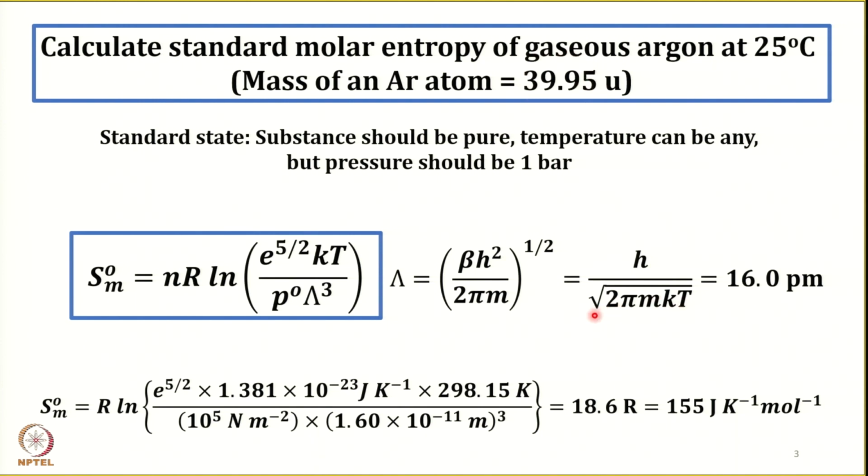Substitute here, and remember, as I have already discussed, we are talking about one atom when you put m here. So you will use the number 39.95, convert it into kilograms by multiplying by 10 raised to the power minus 3, and then divide by the Avogadro constant. As we discussed earlier, here you have to put the mass of one particle. After substituting all the constants and other values, you will get a thermal wavelength of 16 picometers, that is 16 into 10 raised to the power minus 12 meters.